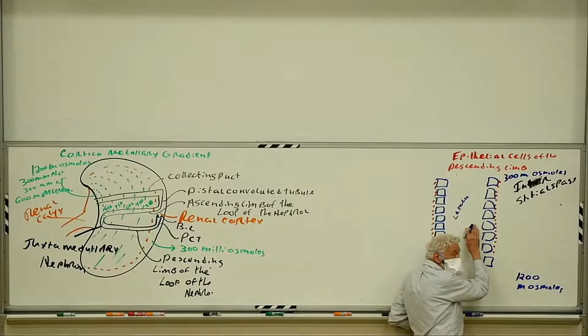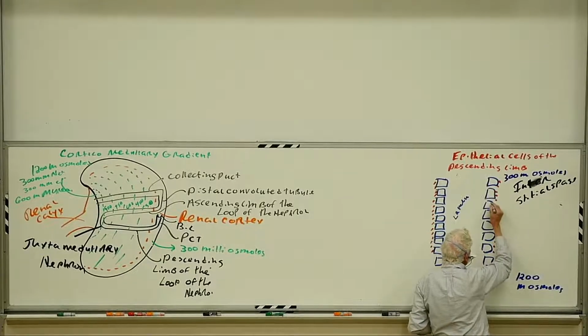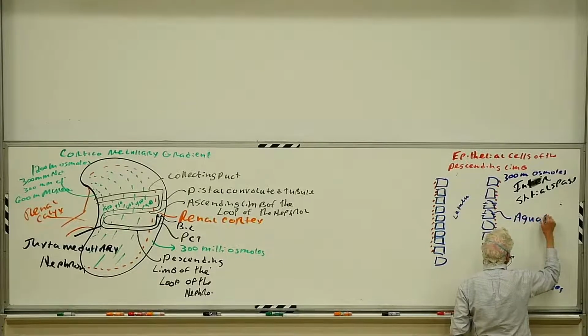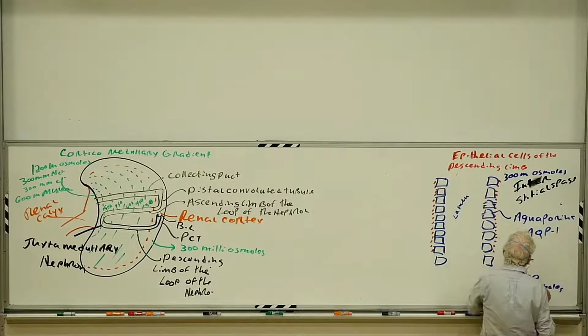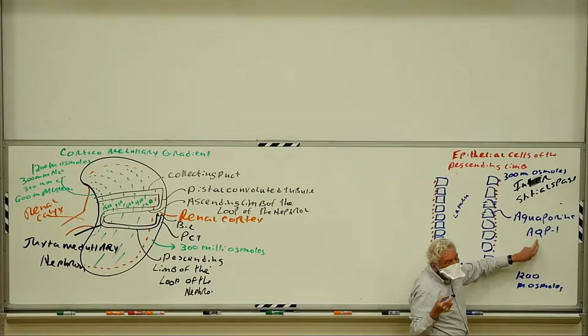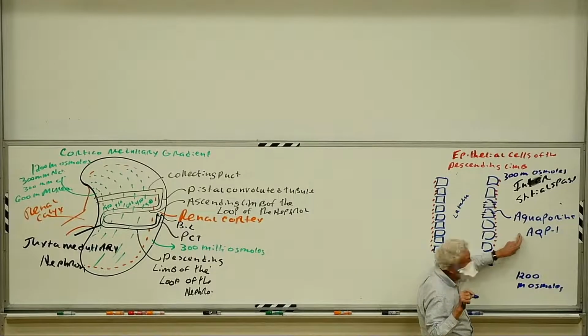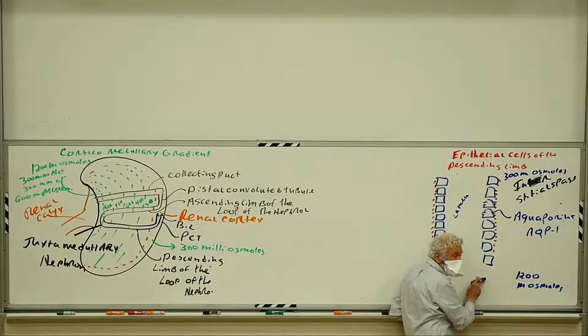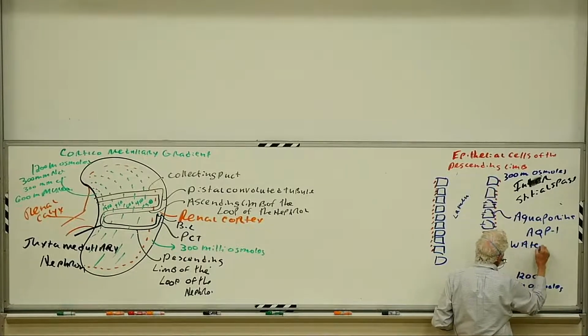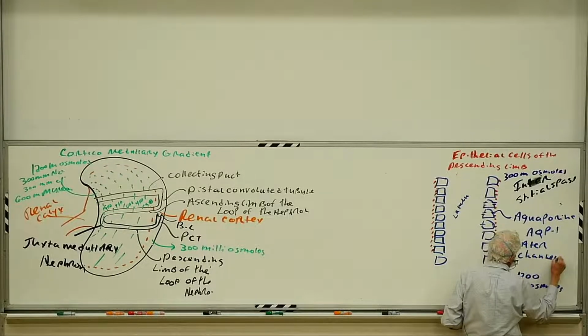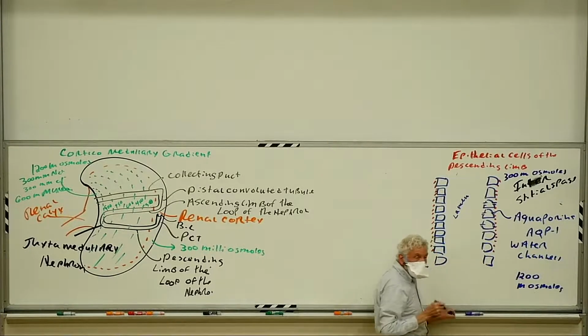Now, these epithelial cells of the descending limb are characterized by a set of transmembrane proteins known as aquaporins, AQP1. It's just a designation, there are about 8 of these, but this is the most common one. It's the only one, in fact, that's found in the descending limb. Now let's think about what this means. Aquaporins, of course, are water channels. They're in both the apical and basilar membranes.